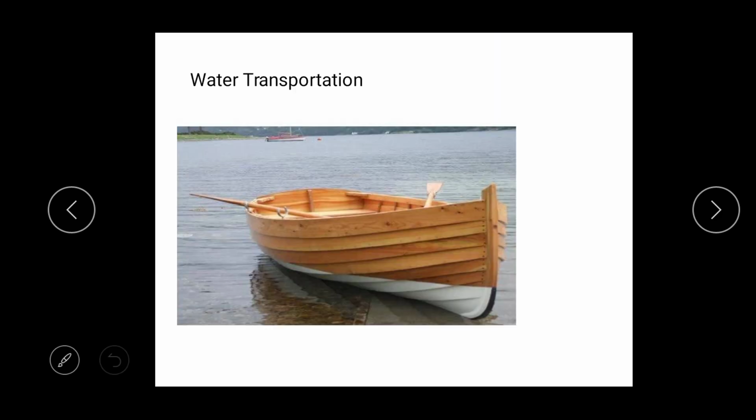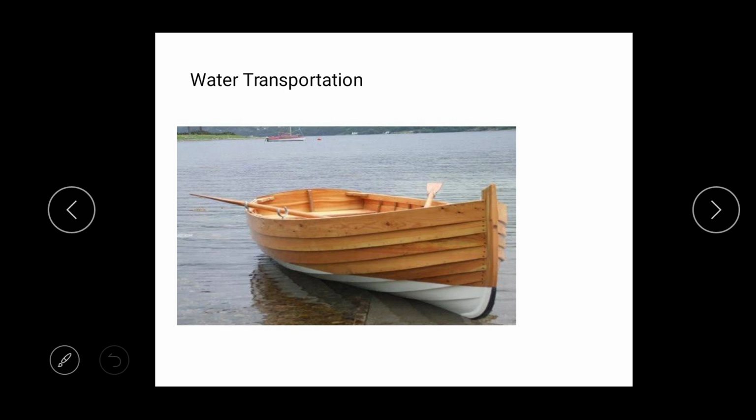Okay, so let's move to water transportation. Water transportation is the movement of people or goods from one place to another on water or on the sea. It is the cheapest means of transportation. Yes, it is actually very cheap to be on a boat, and water transportation is actually the cheapest means of transportation. Now, boats cover short distances. Yes, they cover short distances.